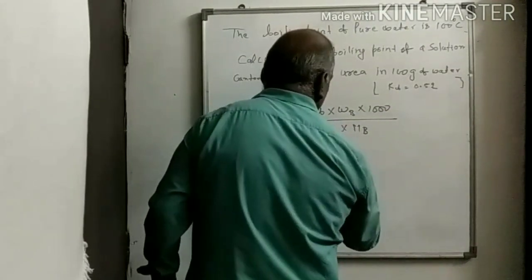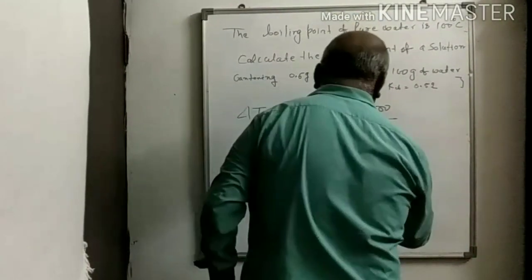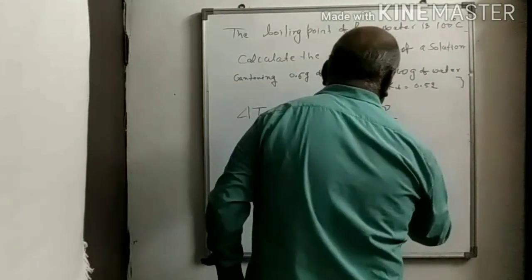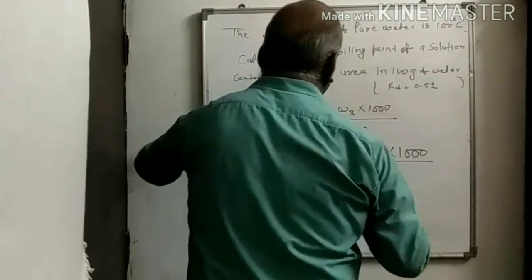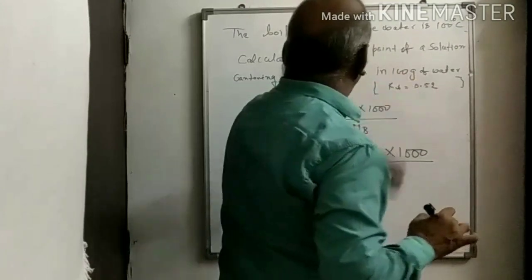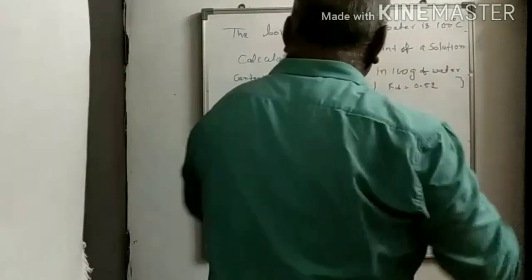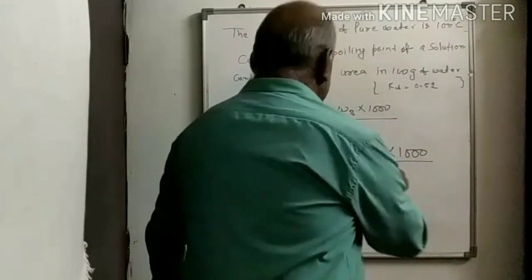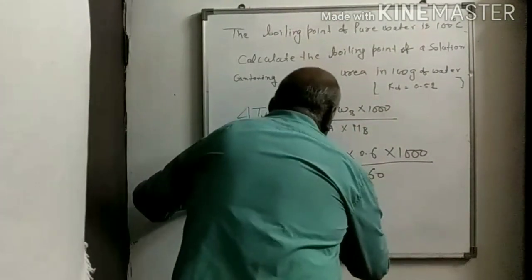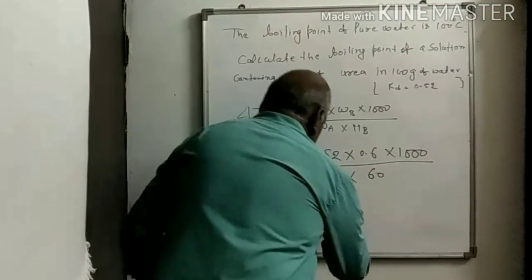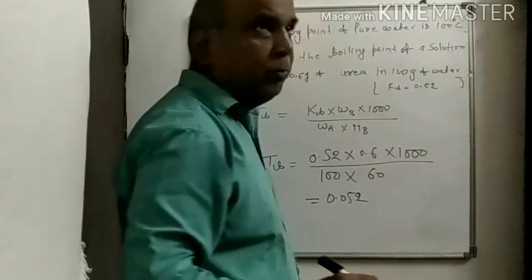Kb is equal to 0.52 into WB, that is 0.6, into 1000 divided by WA, mass of water, that is 100, into MB, which I had calculated here, that is 60. Okay, now after calculation of this value we will get 0.052.